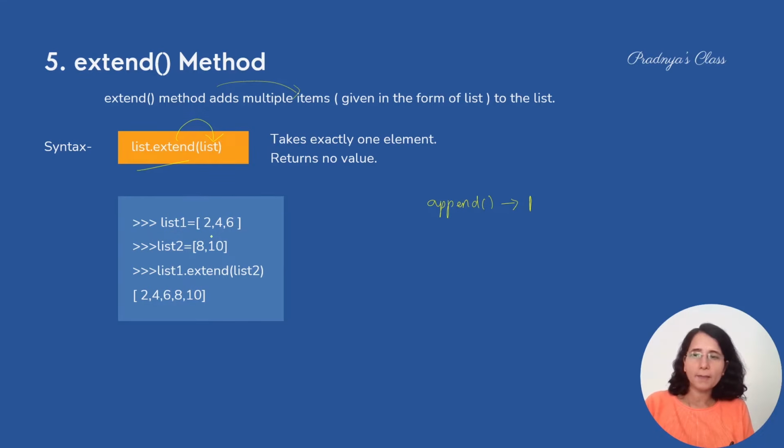Let's consider one example. Here is a list 1 with these elements 2, 4, 6. Now there is one more list with 2 elements, and I want to add this list at the end of the first list. So I am using the extend method. So in the output you can see the list 2 got appended at the end of the list 1. So if you want to add only one item, you can use the append method. But if you want to add more items, you can use this extend method.